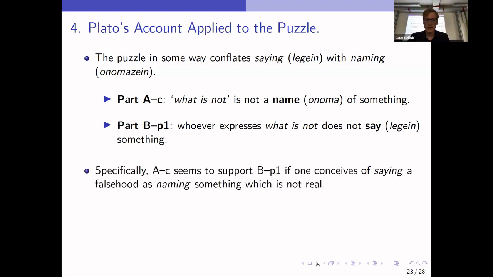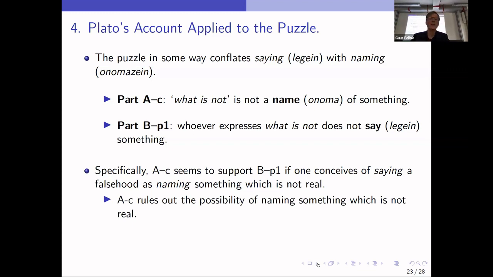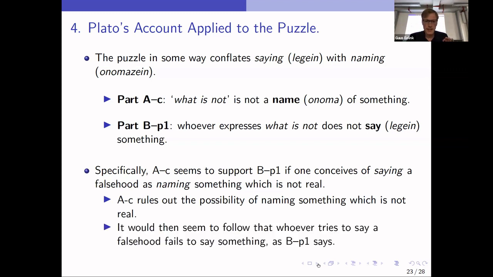Now, what exactly is this conflation? Well, specifically, I think that the conclusion of part A might seem to support the first premise of part B if one conceives of saying a falsehood as naming something which is not real. Because I have argued that the conclusion of part A rules out the possibility of naming something which is not real. I take that to be an implication of the conclusion of part A. And it would then seem to follow, given that conception of saying a falsehood, that whoever tries to say a falsehood fails to say something at all, which is precisely what the first premise of part B says.